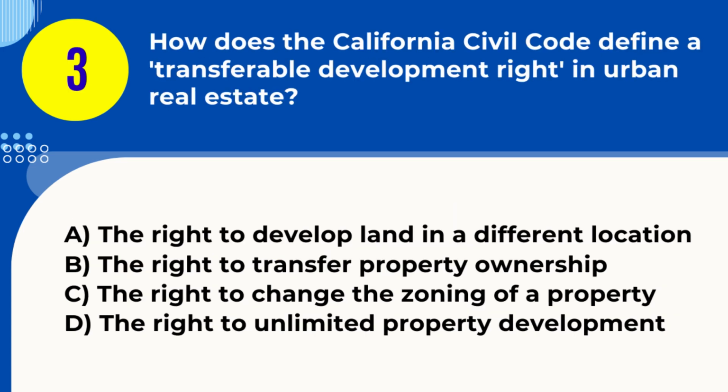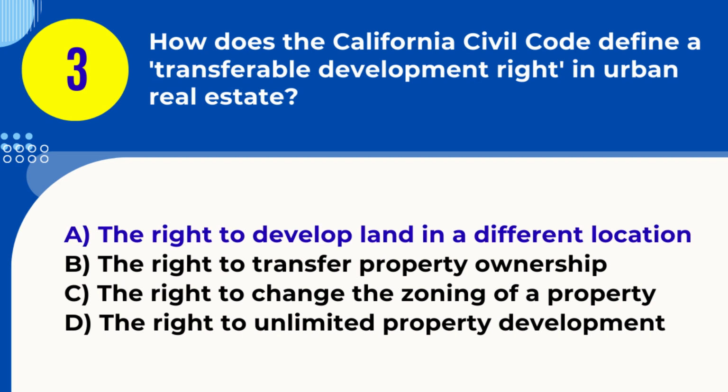Question 3. How does the California Civil Code define a transferable development right in urban real estate? A. The right to develop land in a different location. B. The right to transfer property ownership. C. The right to change the zoning of a property. D. The right to unlimited property development.